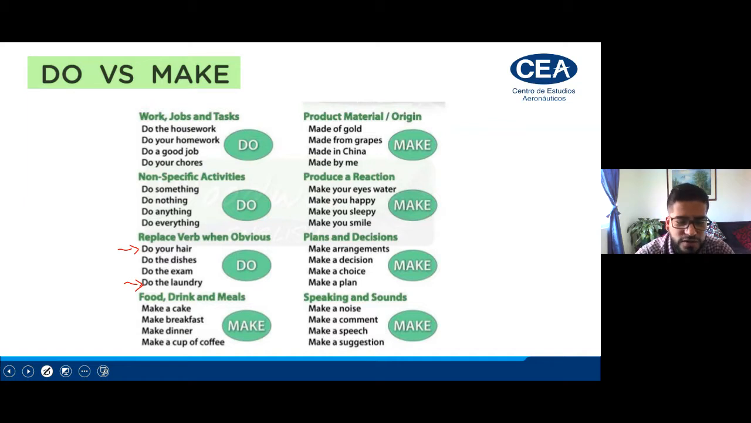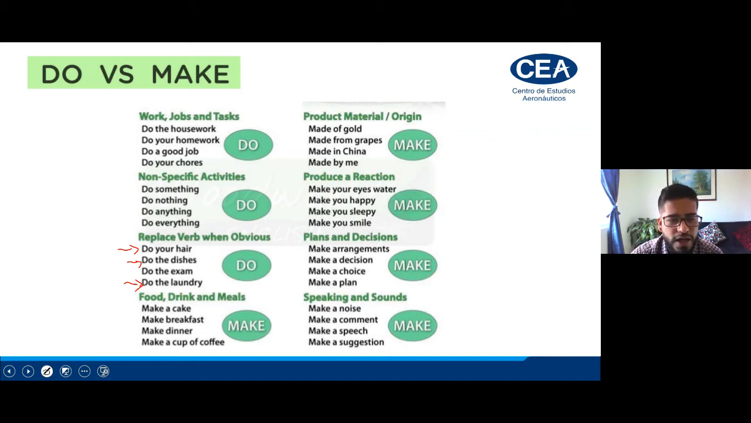Now, do the laundry. Yes, something similar to do the dishes. We have said that do the dishes is lavar los platos. Do the laundry, lavar la ropa. Okay, so look at that. This doesn't make sense sometimes when you translate, but these are some examples. That's why my recommendation is practice and practice and practice this specific topic.